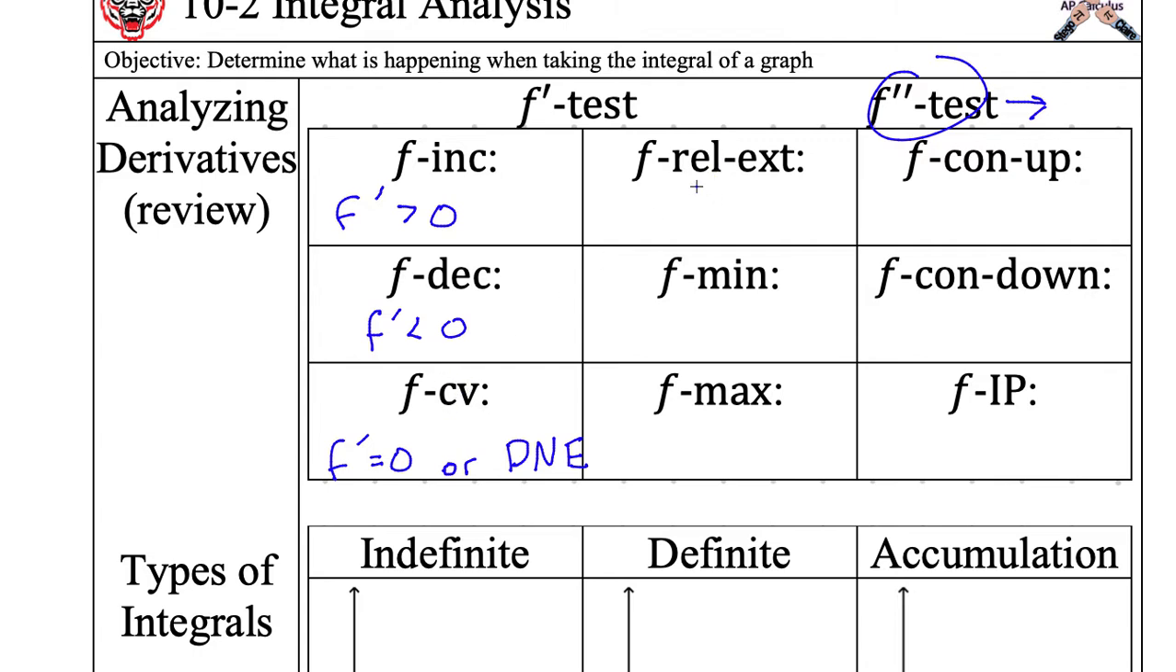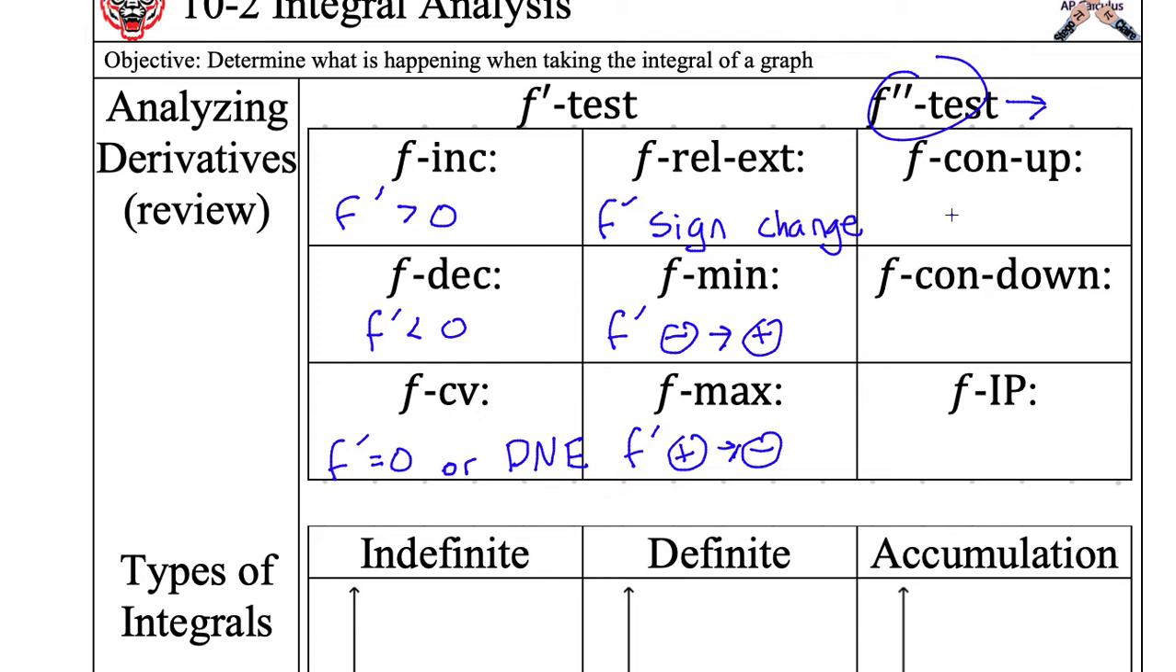F relative extremum: f prime has a sign change. F minimum: sign change from a negative to a positive. Claire's always getting these easy ones. F prime goes from where to where for an f max? Positive to negative.